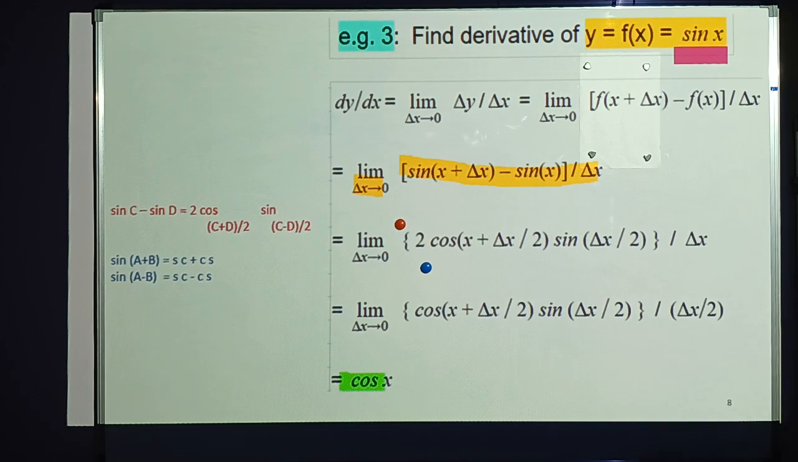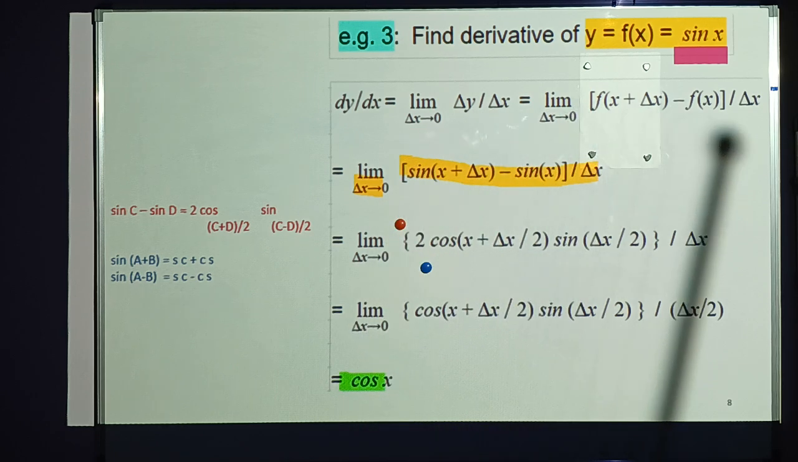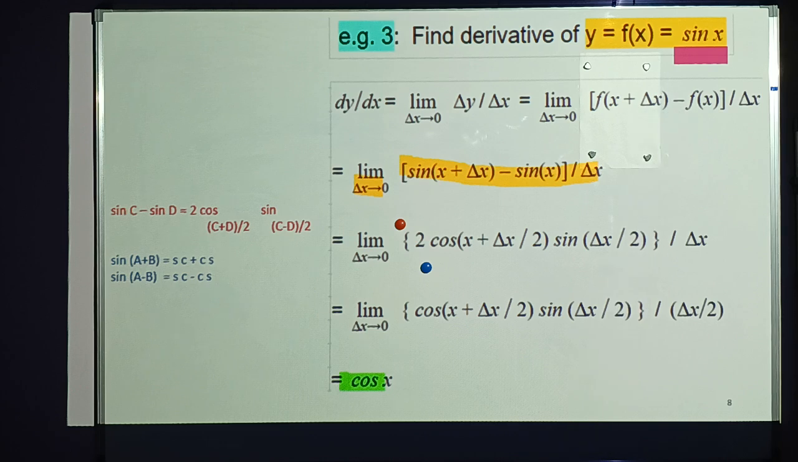Third example of finding derivative from the first principles. The function is sin x. So again, using the definition of the derivative, which is dy by dx equal to delta y by delta x in the limit delta x equal to 0. And delta y is the change in the function value when x changes by delta x.